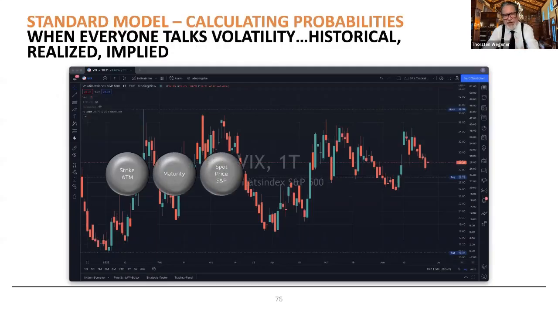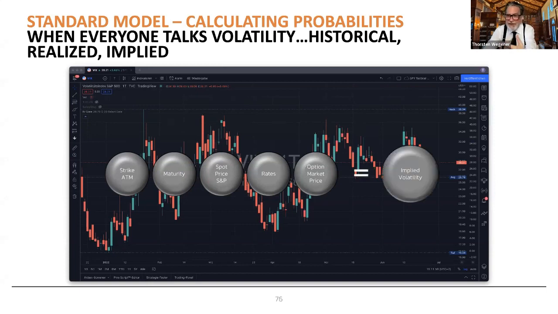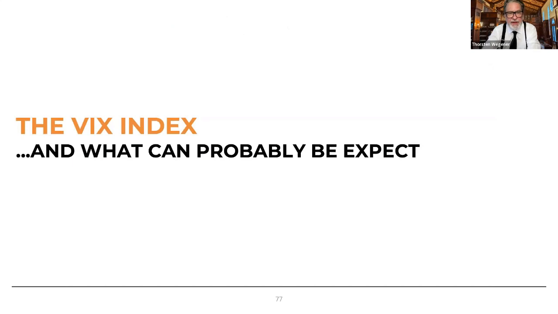It looks like this. We know the strike of an option, we know the maturity. We know the spot price. We know the rates in the market, and we have the option market price, what people just paid in this moment for options with a maturity of 1 month on the S&P at the money. So then we can simply take the Black-Scholes formula and arrive at the implied volatility. And whatever is thrown out there, let's say 20%, that's the level of the VIX people are using.